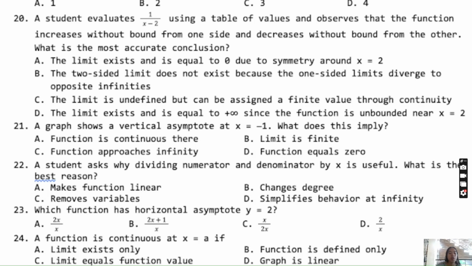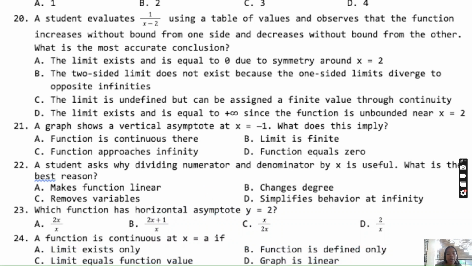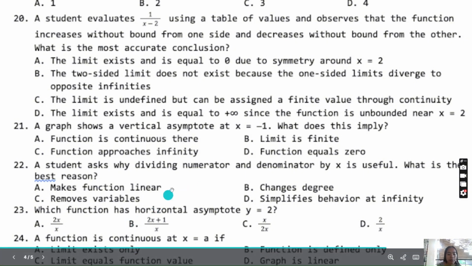So in number 22, a student asks why dividing the numerator and denominator by x is useful. What is the best reason? So the answer is letter D. It simplifies behavior at infinity. Because dividing by the highest power of x helps analyze the behavior. This makes it easier to determine limits at infinity. That is why the correct answer is letter D.